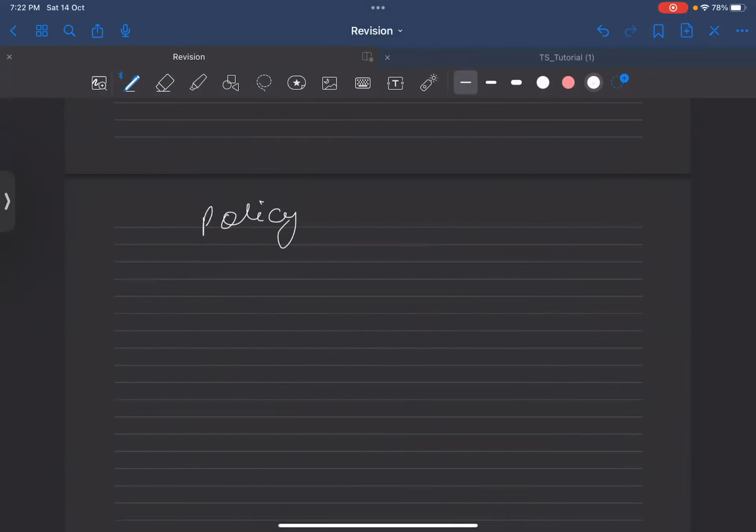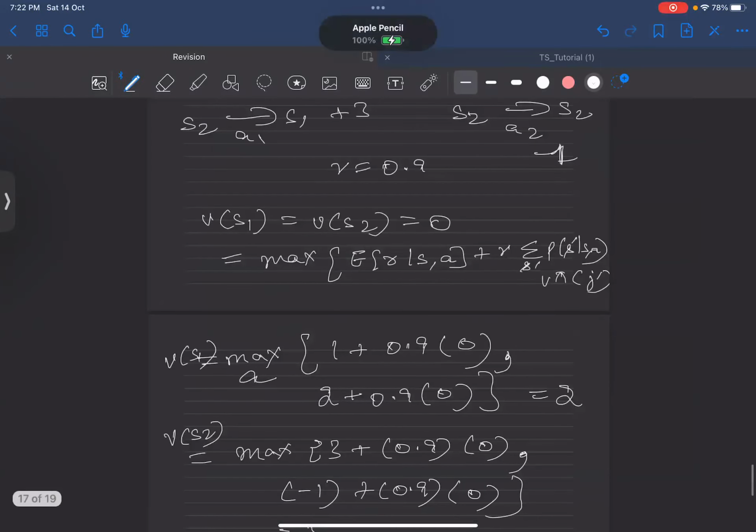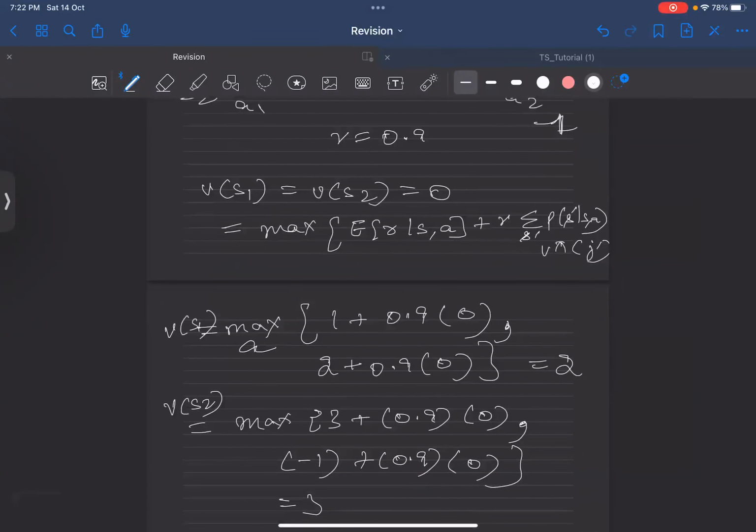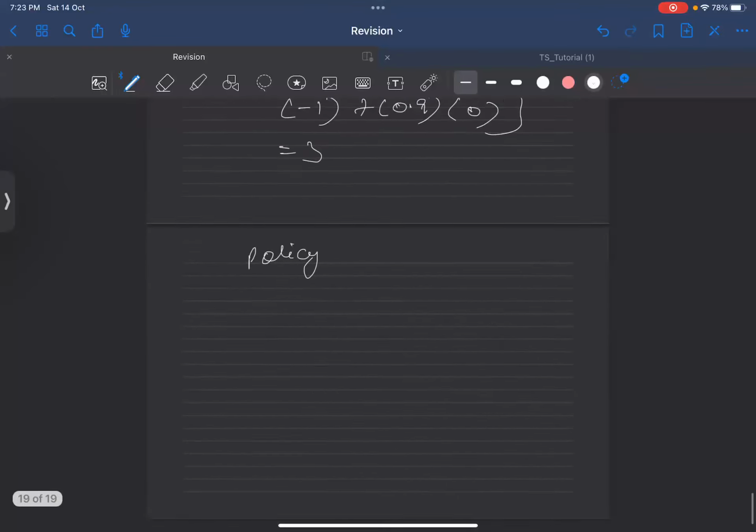Madam, just 1 minute. Go back. I have a doubt. The general equation, V of S1, where you have written max. That max bracket is for the entire thing, right? Yes. Okay.